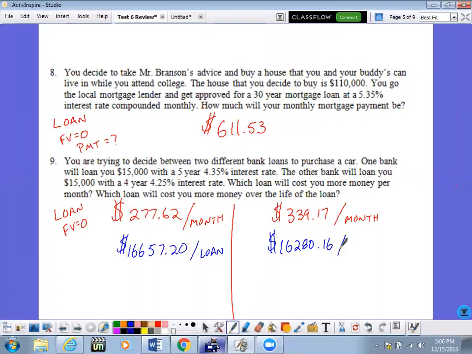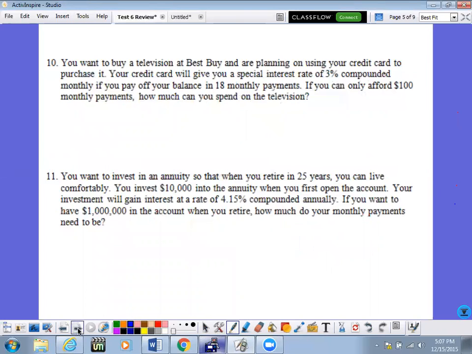$16,280.16. So over the life of the loan, this one, even though my monthly payments are more expensive, I'm saving myself roughly $350, $370 by using this bank instead of this bank. However, this bank is better on the months. And so you need to be able to consider how to compare two different scenarios like that.